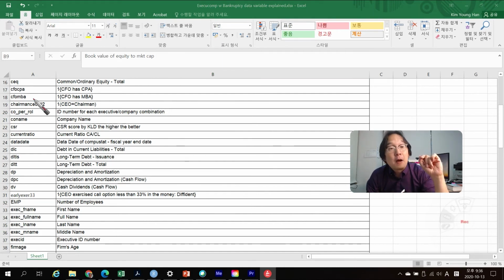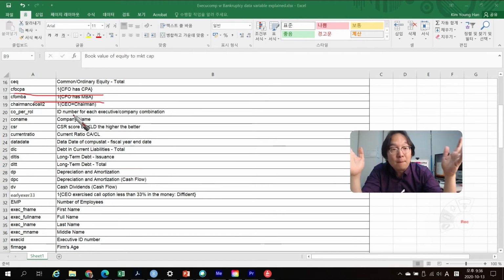And over here, for that company, in that specific year, I looked at those CFOs. Of course, not just myself, but my diligent RAs from Singapore. They diligently collected by Google searching like crazy, and then identified, one, if the CFO has a CPA license. And then for MBA, we also collected whether those CFOs have an MBA degree.